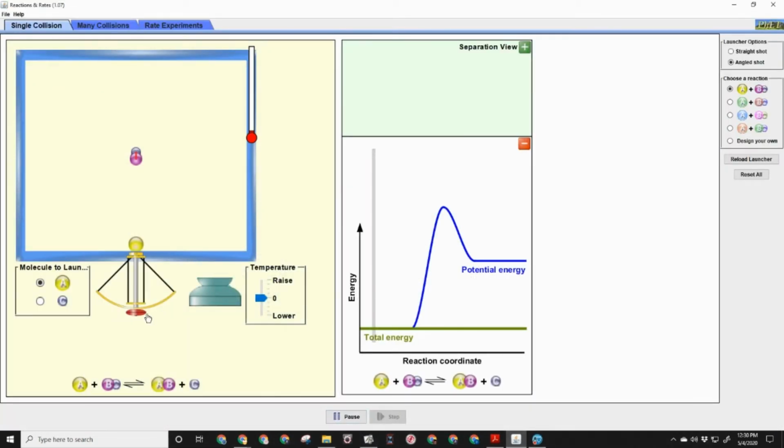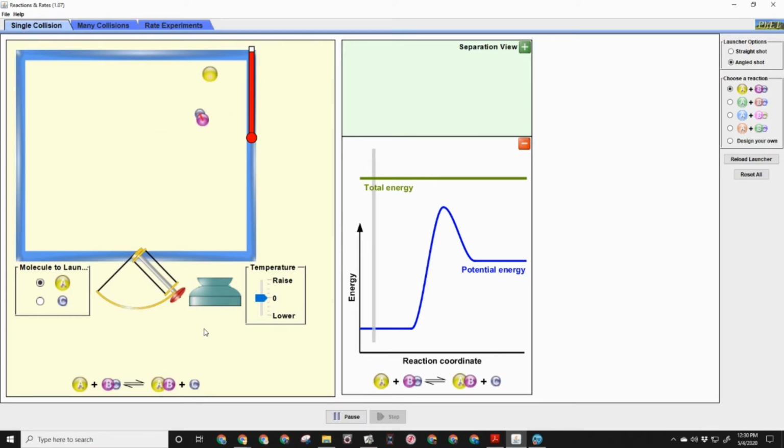So if I take this, and this is just like a shooter, like a pinball machine. You can pull this back and it's going to shoot, the A to B. So let's just pull it over here and see, it doesn't collide, so there's no reaction. Ooh, almost. All right, so there it collided, but there was no reaction.